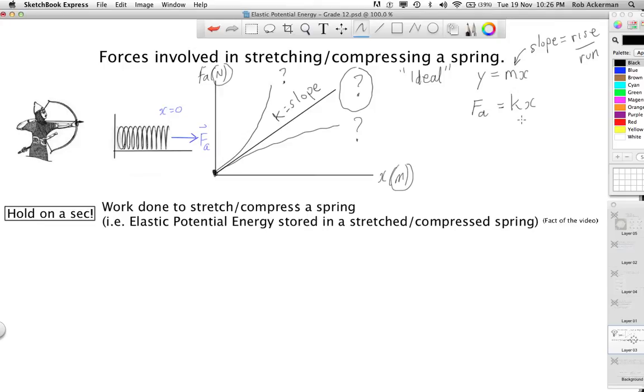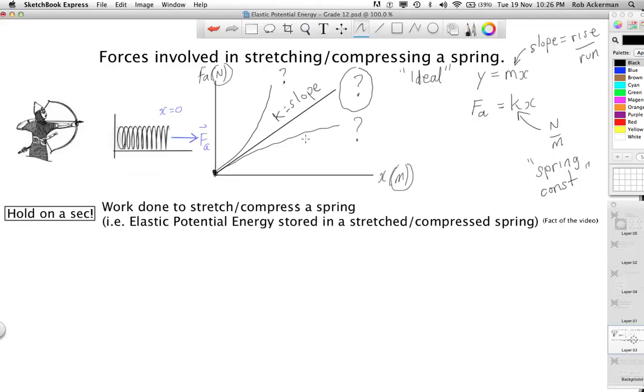So the slope, the k value, actually has units of newtons per meter, and this is called the spring constant. I'll leave it to you to take a look at this graph and satisfy yourself that if you have a larger K value, it requires more newtons to get each meter of stretch.